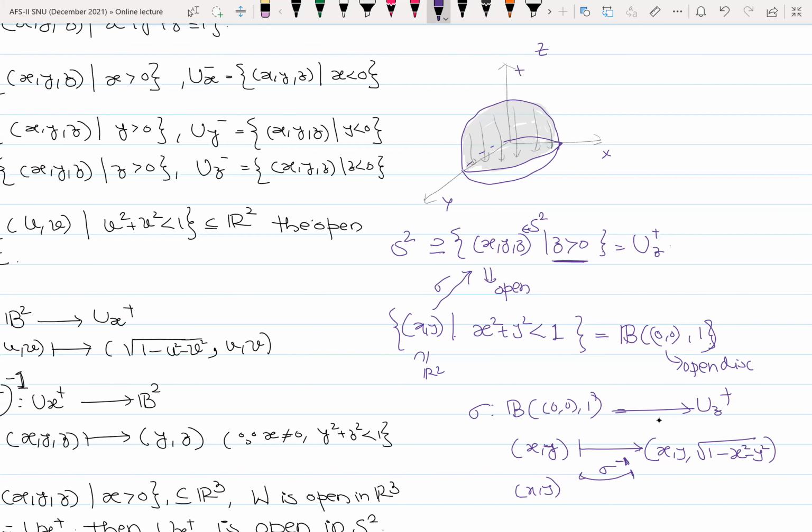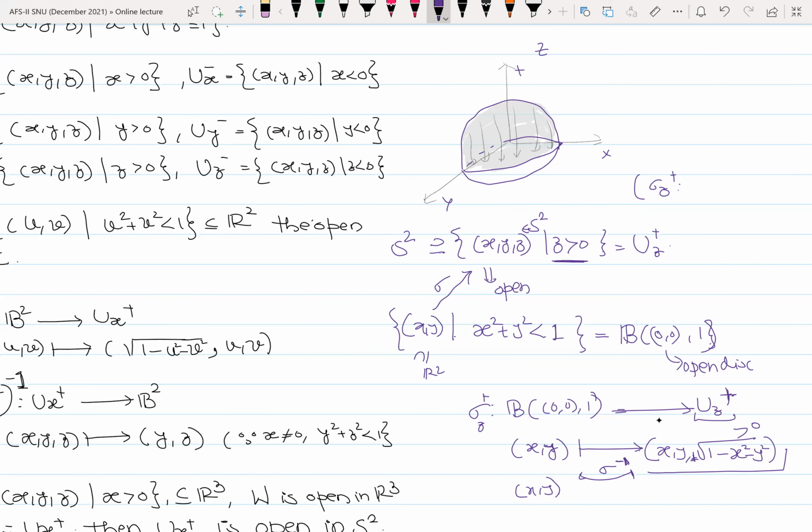I'm not proving all these things, but this map is clearly continuous, there is no problem about that, because when we take the square root, we take the positive square root. And this is not going to be negative because x square plus y square is strictly less than 1, so this is strictly greater than 0. Always remember that you should also check that it goes inside Uz plus, where we need the z coordinate to be strictly greater than 0. So let me write this map as sigma z plus.